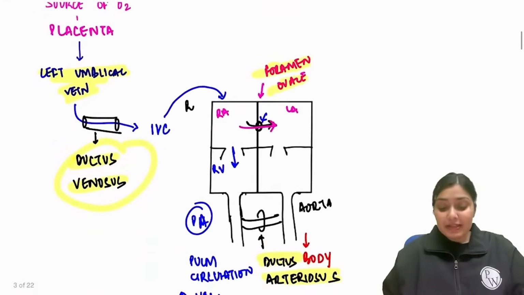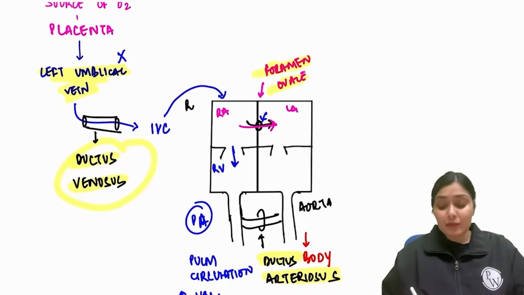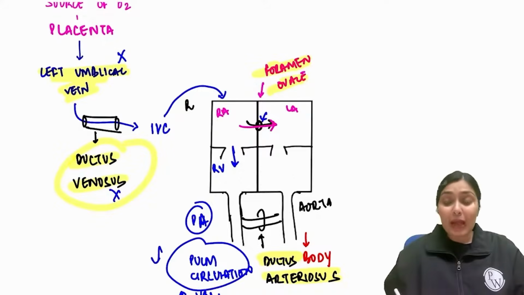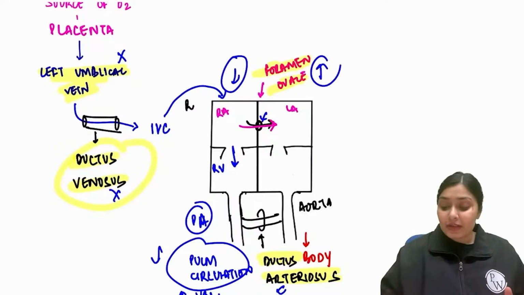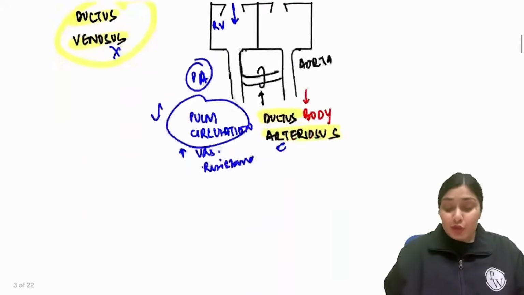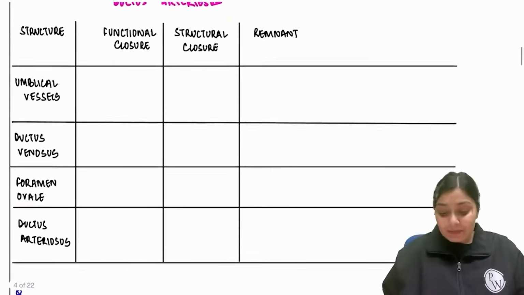After birth, what is happening? The left umbilical vein is cut, so the ductus venosus closes and pulmonary vascular resistance decreases. So what will happen? The ductus arteriosus will close, right-sided pressures will decrease, and the left-sided pressures will increase. So the foramen ovale will also close, right? This is what they asked in the exam.